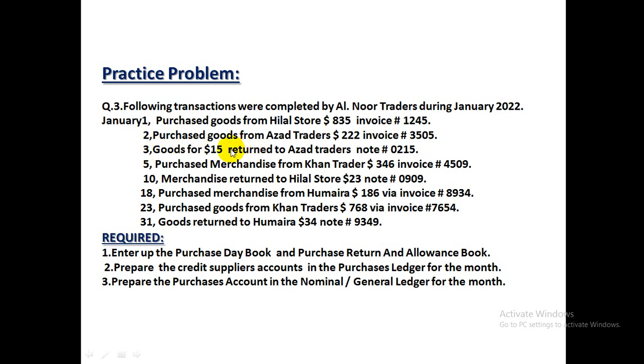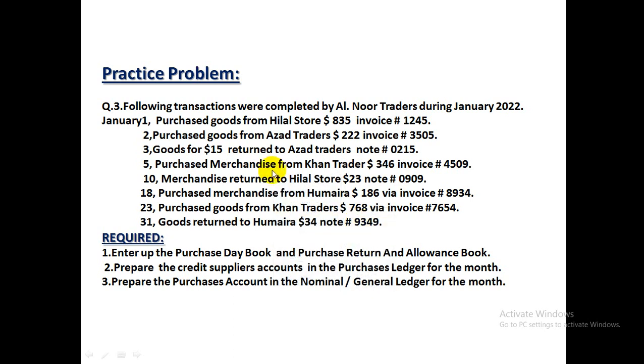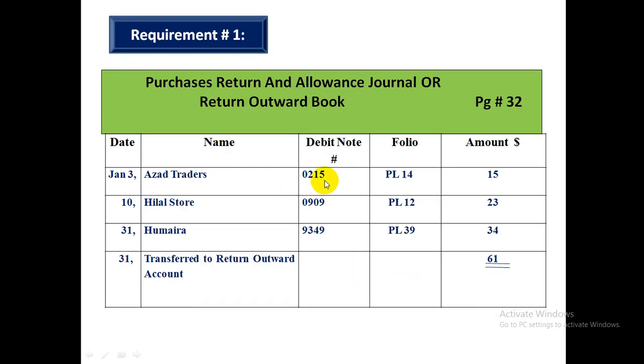The third transaction is about the return of merchandise. Then the 10th transaction is a merchandise return. Then the 31st transaction is a merchandise return. The debit note number will come, the amount will come, the name of the person will come. This is the purchase return and allowance journal, which is also known as the return outward journal. Dates will come, the names will come, the debit note numbers will come. As I told you, the return on the third was to Azad Traders with this debit note number and this amount.